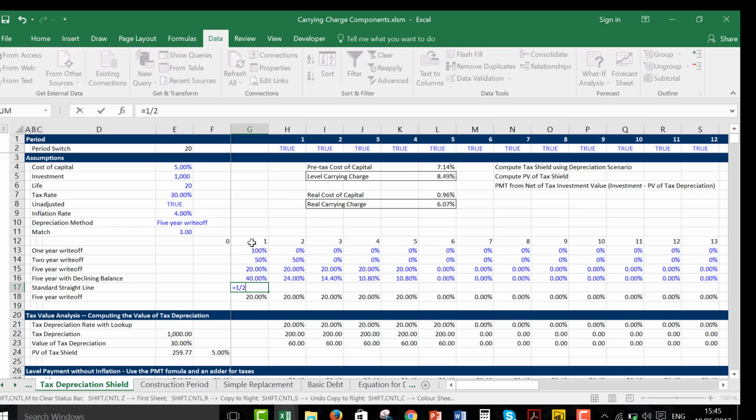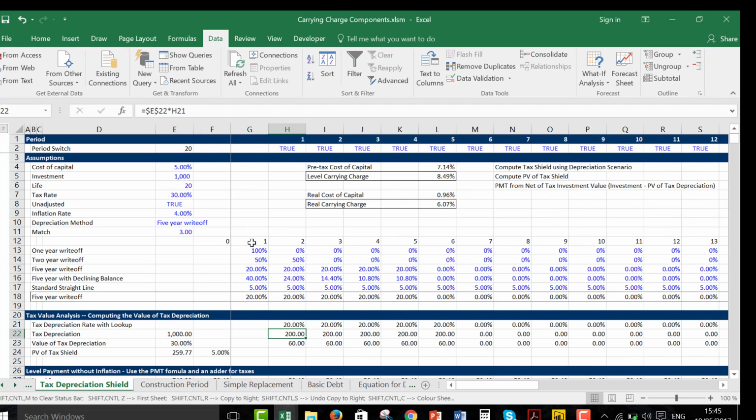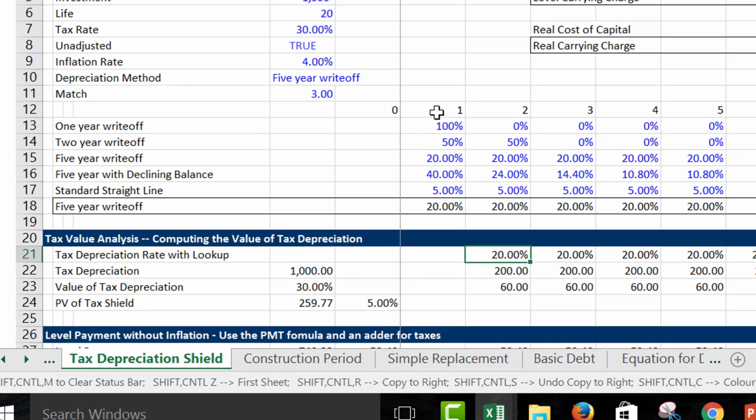Equal 1 divided by 20. You need a 0 in this period and a positive number in the others. Shift Control 7 to get the depreciation. So I hope that's a little depreciation. Now, when you do the depreciation, this is period 1.